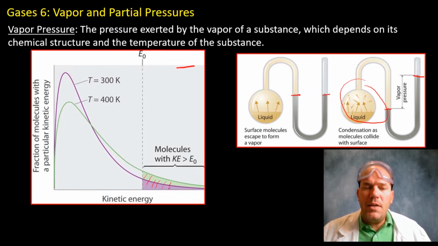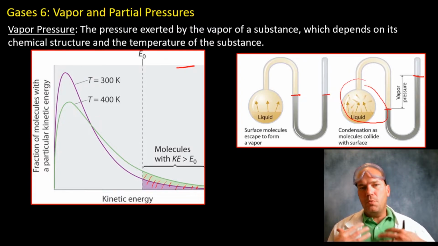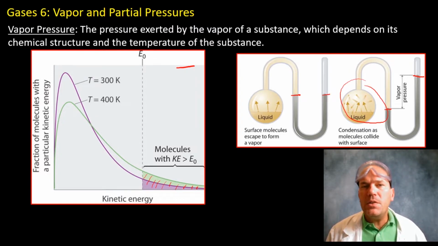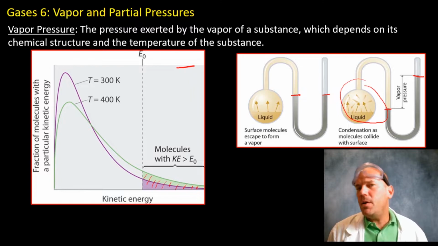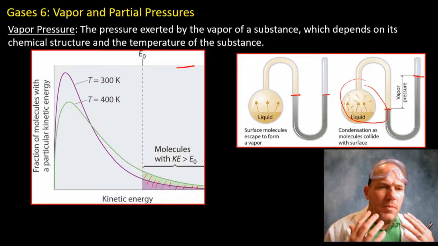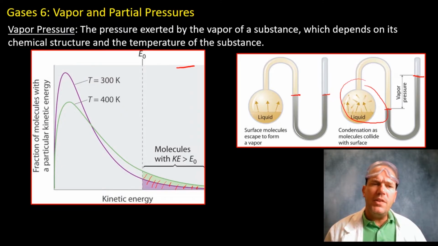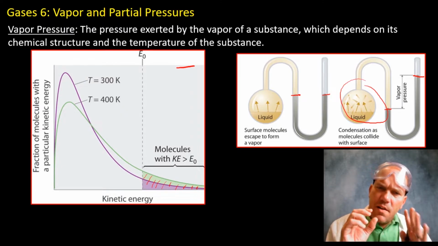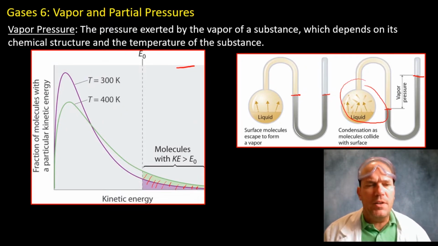What does that mean? Again, it means they're moving faster, and so because of that, they're able to break the intermolecular forces and turn from a liquid state to a gaseous state. Now, compare that to the graph at 300 Kelvin, and you can see in purple, there's a smaller fraction of molecules that have that particular threshold of energy.